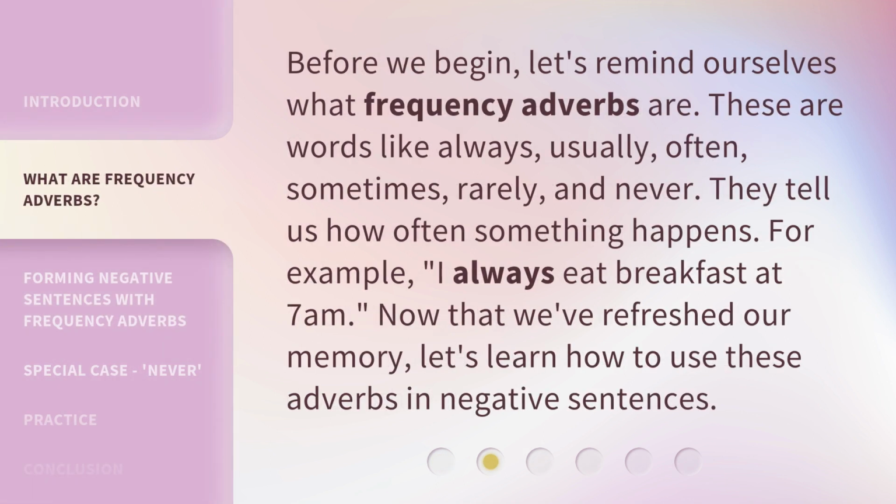Before we begin, let's remind ourselves what frequency adverbs are. These are words like always, usually, often, sometimes, rarely, and never. They tell us how often something happens. For example, I always eat breakfast at 7 a.m. Now that we've refreshed our memory, let's learn how to use these adverbs in negative sentences.